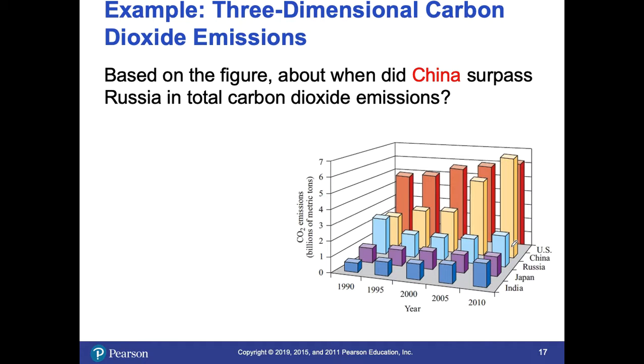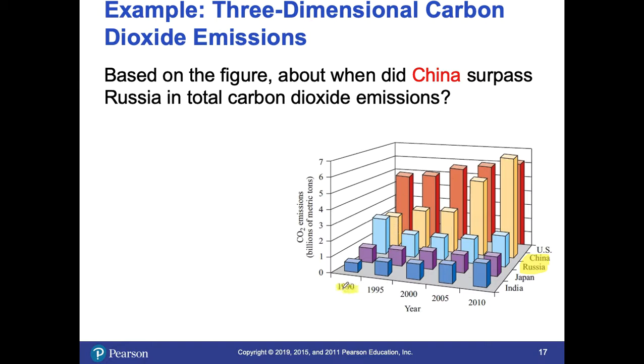So based on this figure here, about when did China surpass Russia in total carbon dioxide emissions? Well, we're looking at China and Russia first of all, so let me go ahead and highlight that. We're not talking about any other country, just China and Russia. So this little row in the back here, these red prisms, these red bars, you can ignore those. We're looking at the blue bars, these light blue bars, and these yellow bars.